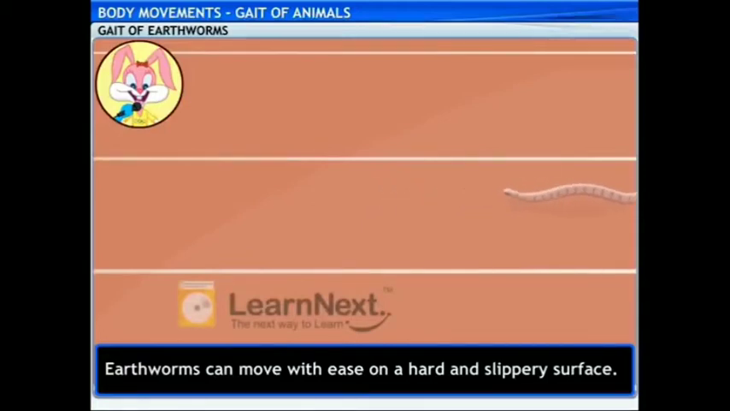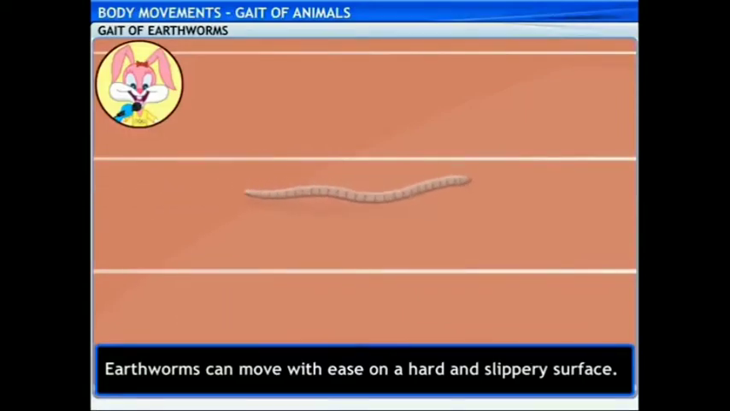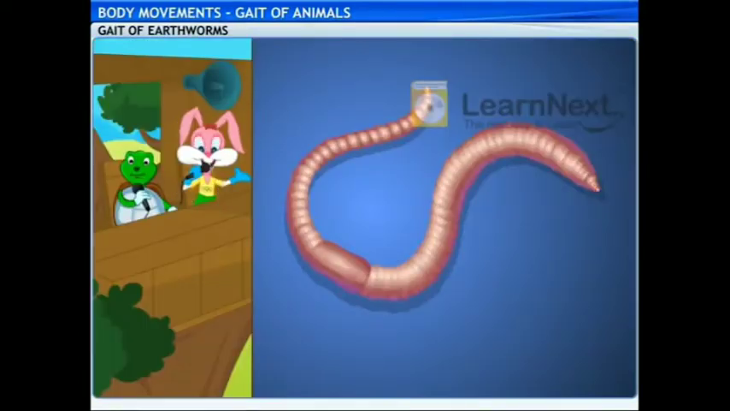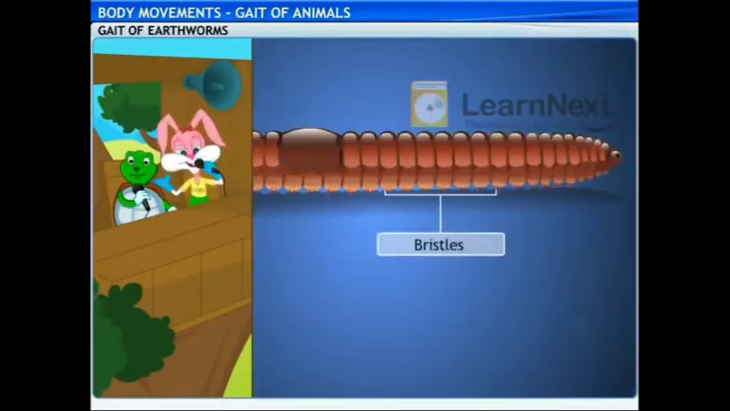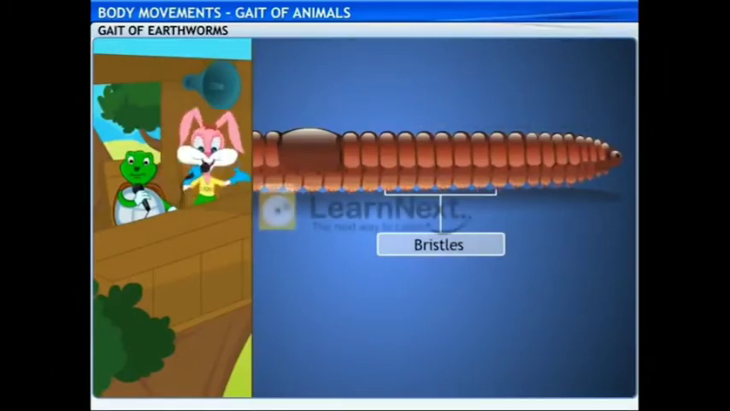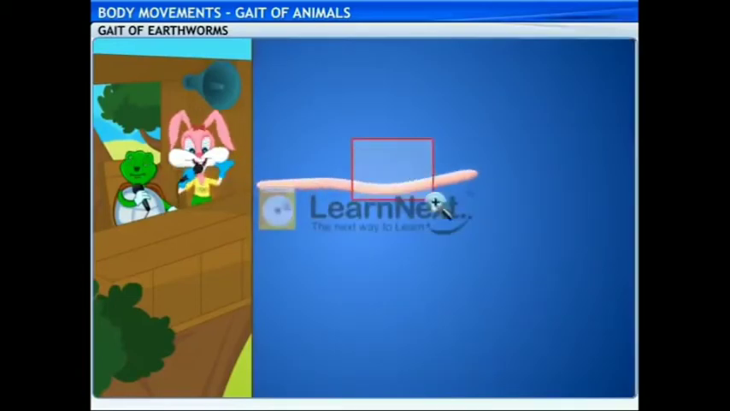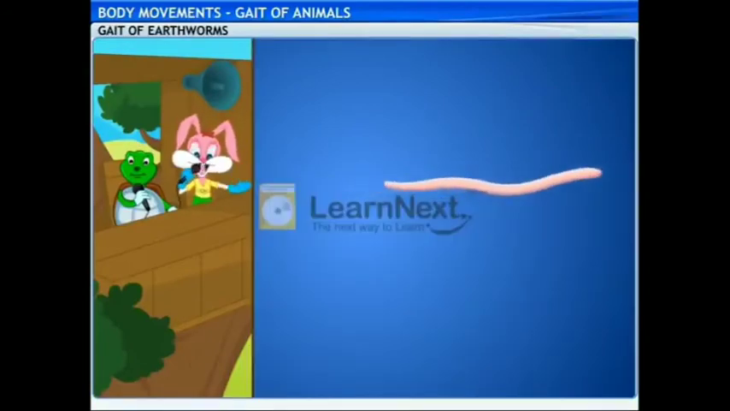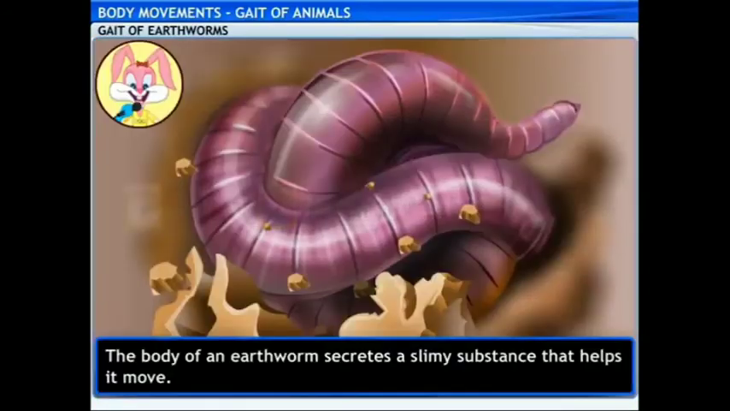Earthworm has several muscles on their body, and due to the contraction and expansion of those muscles, earthworm can move on a surface. On their body, they have tiny structures. They are known as tiny bristles. They are hair-like structures projecting out. The bristles are connected with the muscles. The bristles help to get a good grip on the ground, and hence the earthworm can move easily on the soil. Earthworm body will secrete a slimy substance which will help them to move.